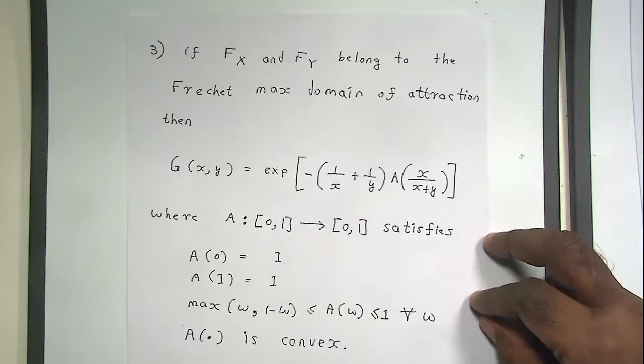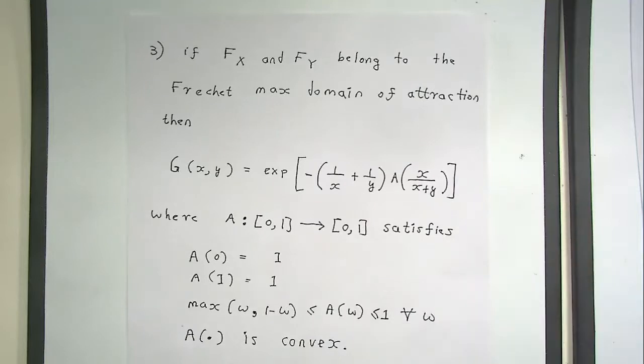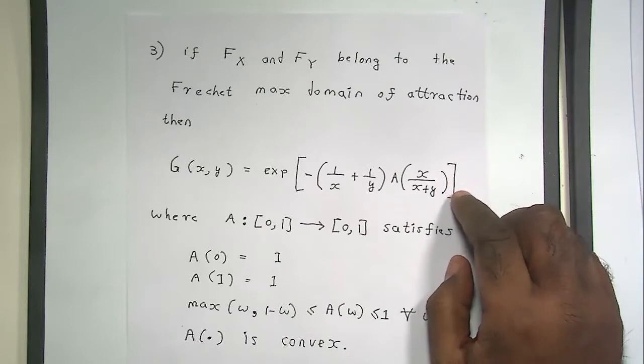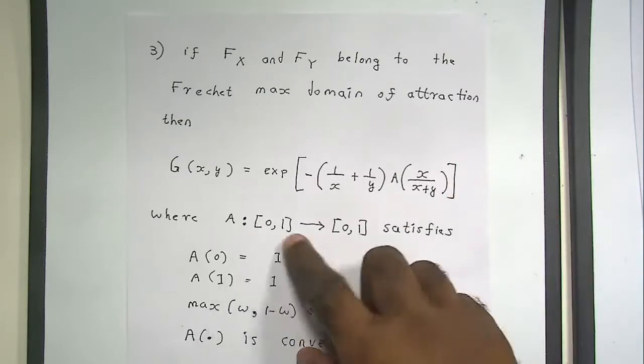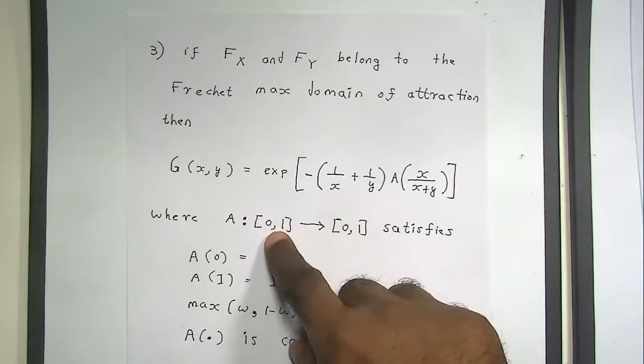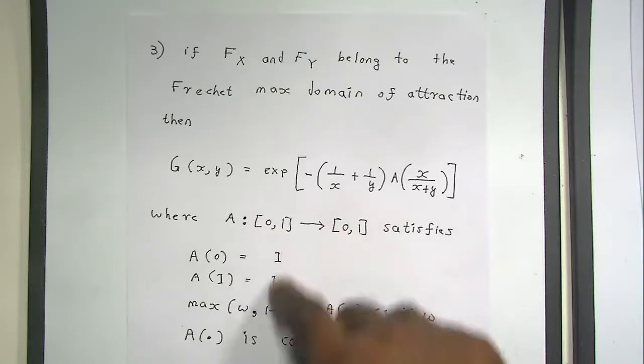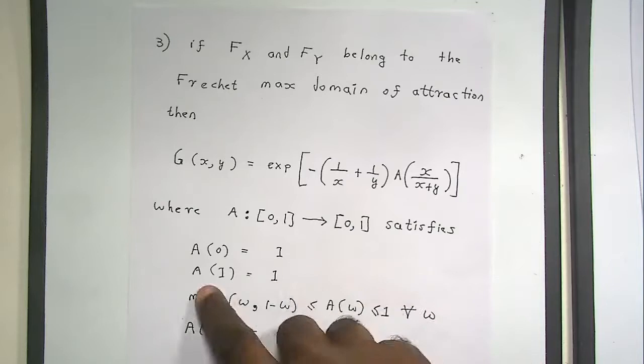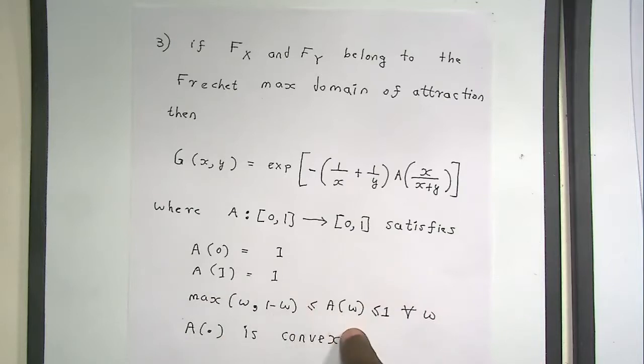That is, if fX and fY belong to the Frechet max domain of attraction, then the possible forms for G can be expressed in this form, where A is a function from the unit interval to the unit interval satisfying these 4 conditions. A of 0 is 1, A of 1 is 1, A of omega must be between these two for all omega, and A is a convex function.